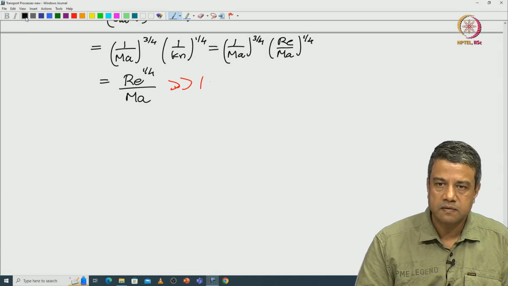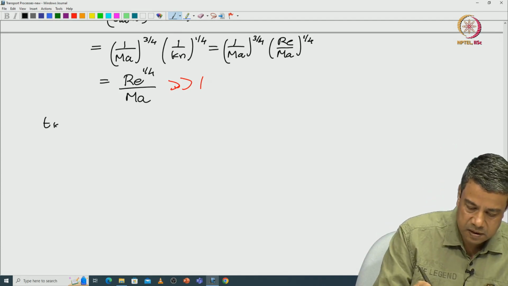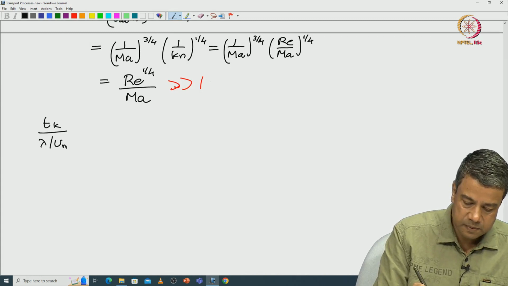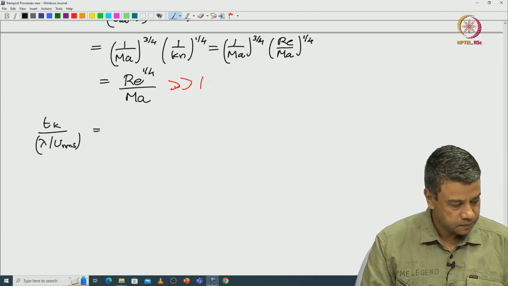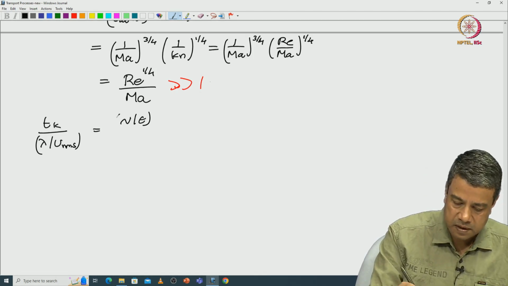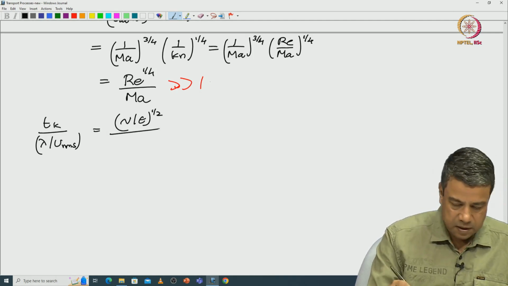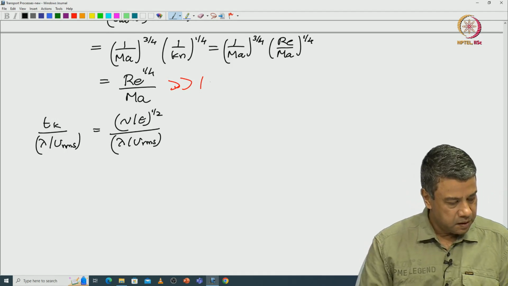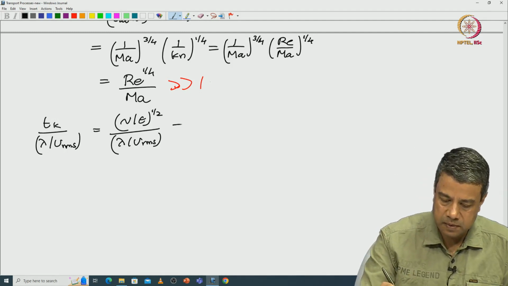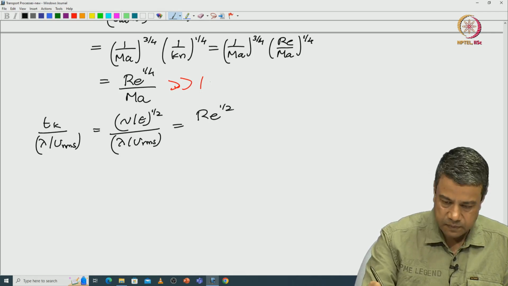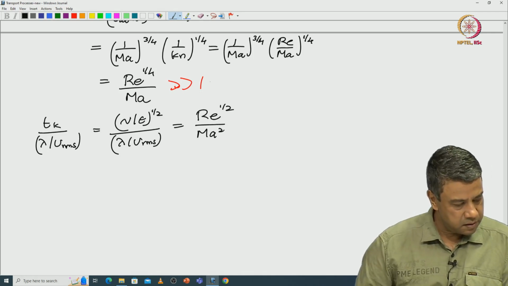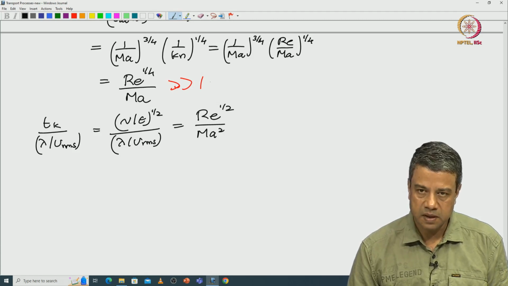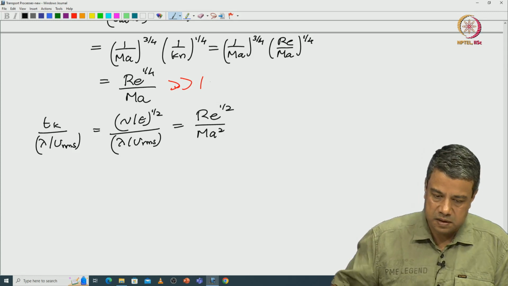And you can do the same calculation for the time scale. The Kolmogorov time scale divided by the time scale for the gas molecules, which is lambda by Vrms. The Kolmogorov time scale is nu by epsilon, power half, divided by lambda by Vrms. You can do the calculation in exactly the same way, and this will turn out to be equal to Re power half by Mach number squared. High Reynolds number is large compared to 1, incompressible Mach number is small compared to 1. So, once again we find that this is much larger than 1.